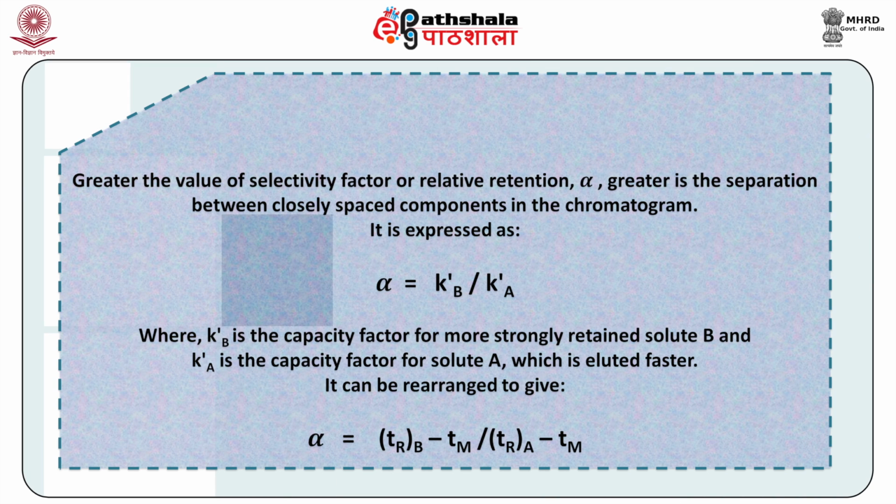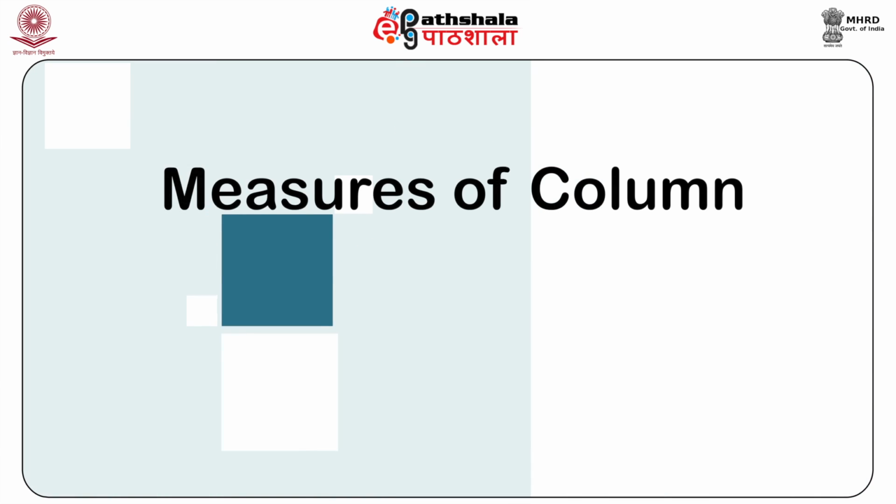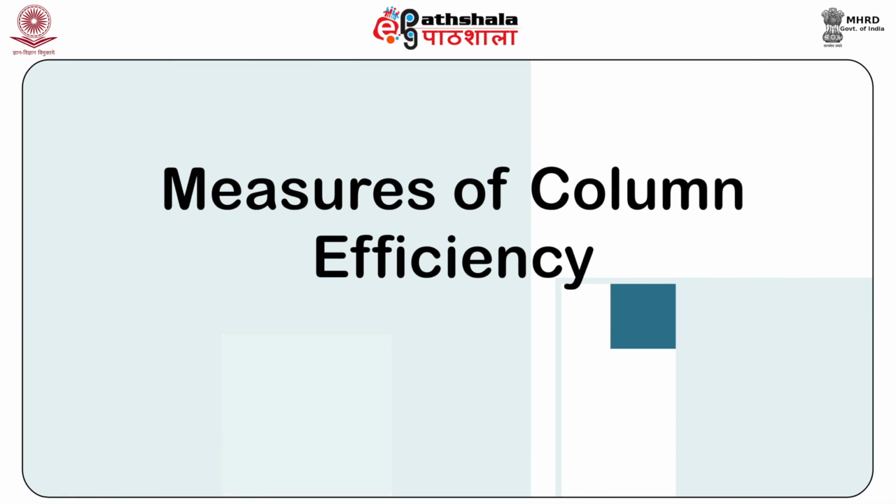It can be rearranged to give alpha is equal to TRB minus TM divided by TRA minus TM. Both capacity factor and selectivity factor can be easily calculated from the chromatogram and are used to monitor the performance of the column. Next, we will study about measures of column efficiency.